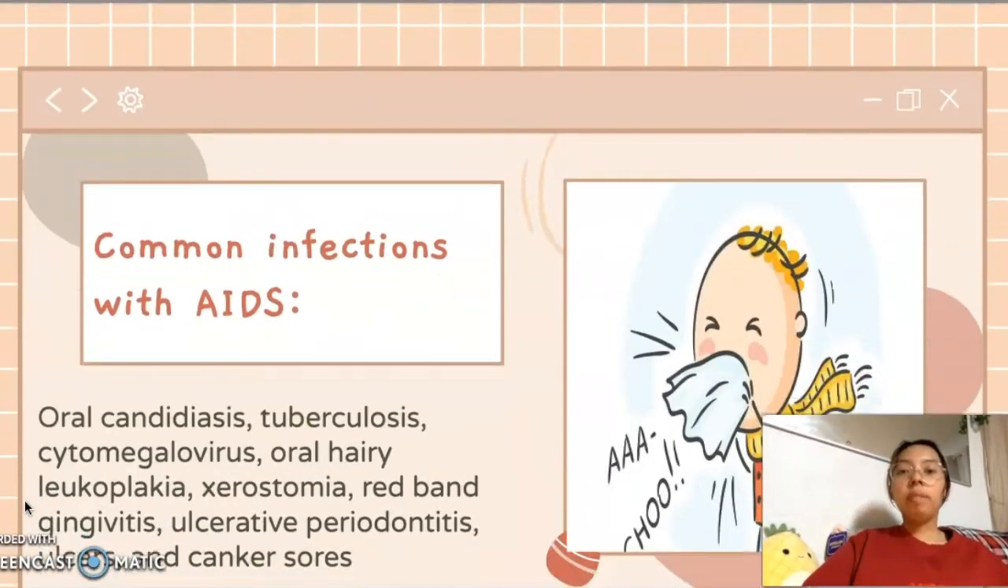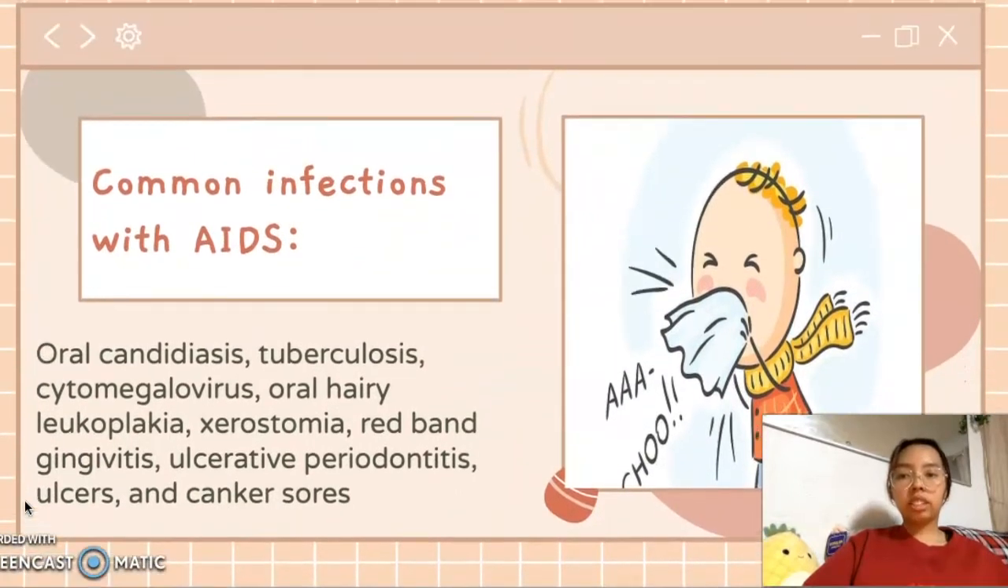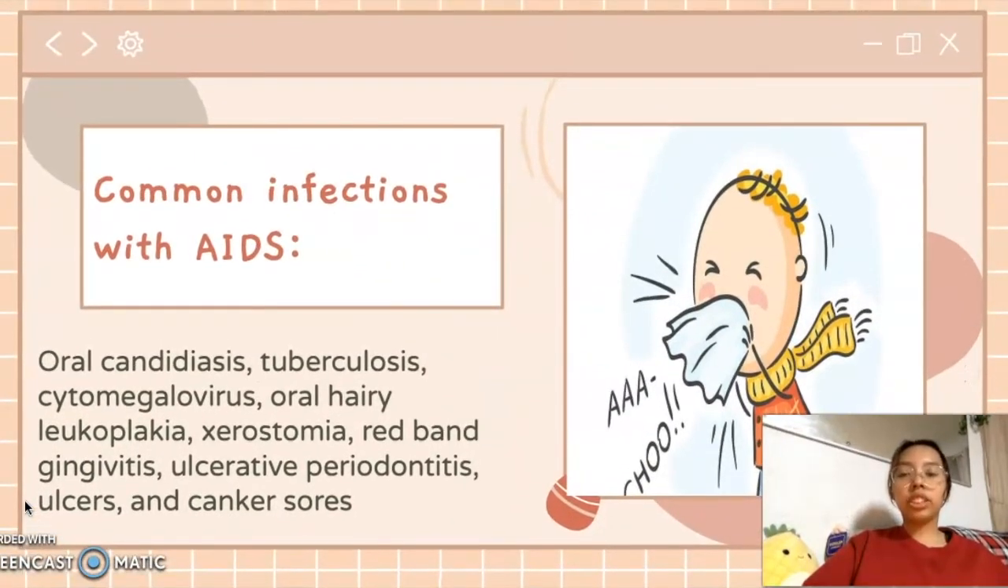And then the common infections with AIDS include oral candidiasis, otherwise known as oral thrush, tuberculosis, cytomegalovirus, hairy leukoplakia, xerostomia, otherwise known as dry mouth, red band gingivitis, ulcerative periodontitis, ulcers, and canker sores.